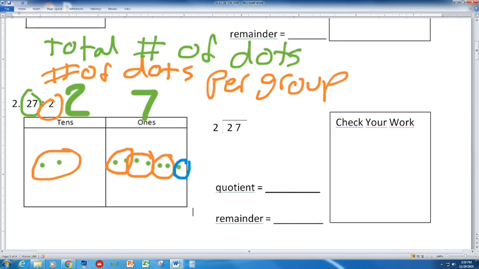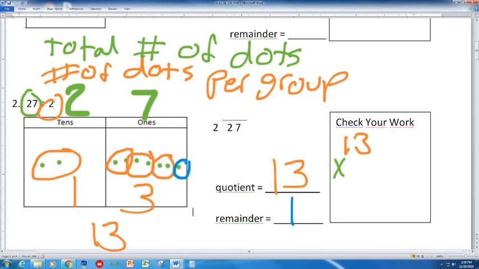So we looked and we circled our groups of 2. We have 1 group of 2 in our tens, and we have 3 groups in our ones. So we have a total of 13. Our quotient is 13, and we had a total of 1 dot remaining. I wanted to show our work. We see we have 13 groups: 1 group of 10 and 3 groups of 1s. We multiply that by the number of dots in each group, which is 2.